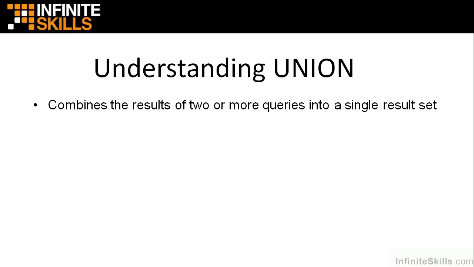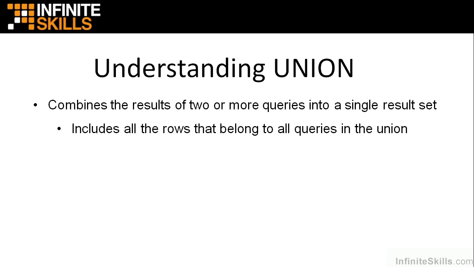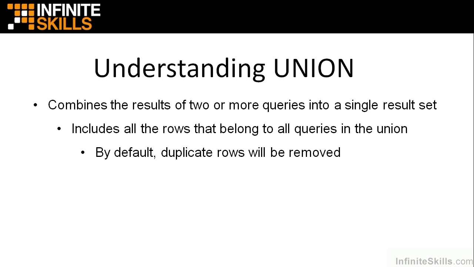So let's talk about unions here. What happens when we want to combine the results of two or more queries? Now, a little bit later on in the course, INTERSECT and EXCEPT will tell us how to see differences between two tables. But with union, I just want to run two or more queries and get all the results back in one single result set that I can order however I want. So it's going to include all the rows that belong to all the queries in the union statements.